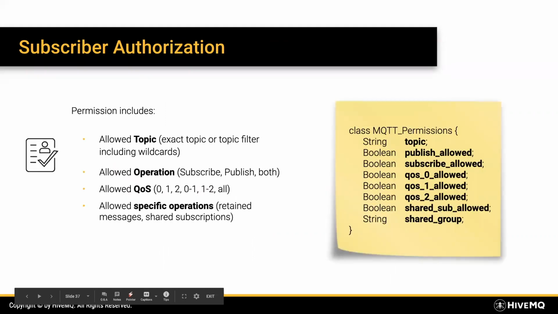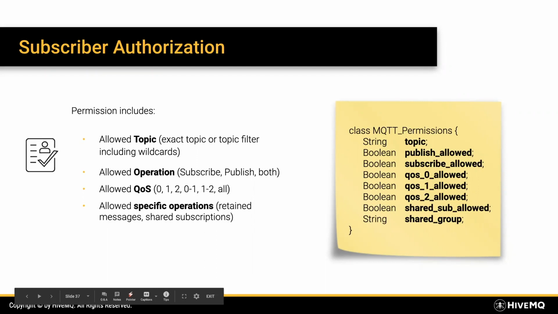So how can you do that? Your permissions should, of course, always include the exact topic we are talking about. MQTT is topic-based, and the topic is like the essential communication channel through the system. And it should encode the allowed operations. There are subscribe and publish, or both, if the system can do both, or should do both. Then the allowed quality of service. We have 0, 1, and 2, and all the combinations of that.